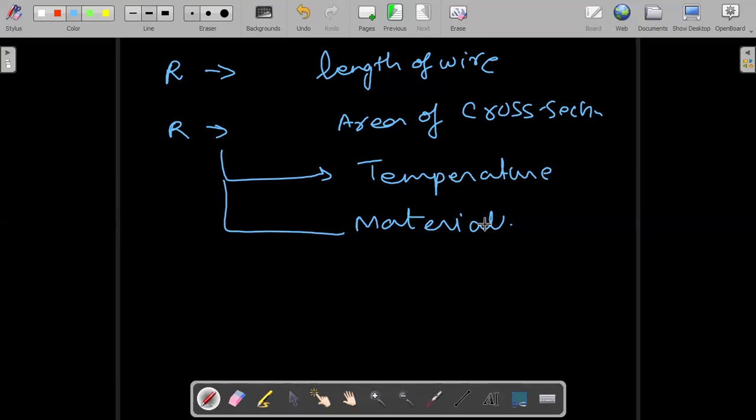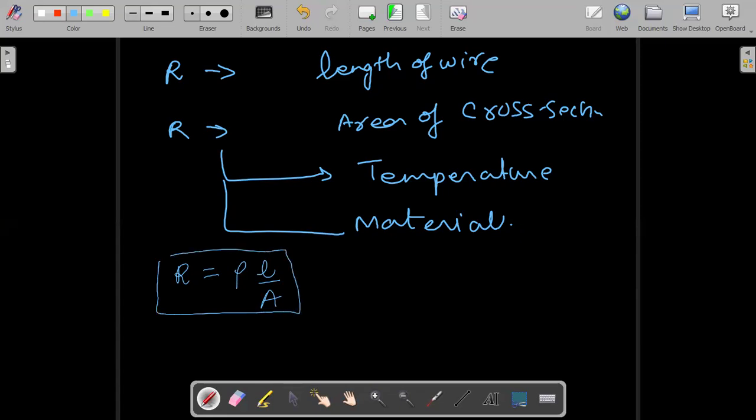So when you are asked what are the factors on which the resistance depends, resistance depends upon four factors: length of the wire, area of cross section, temperature, and material. Got it? Where we have included temperature and material as a function of resistivity. So temperature and material depend on the resistivity of the object. So you can say that the resistivity of a wire is a function of temperature and material. Okay. So by combining all the factors, I will write R equals rho L by A. Got it?